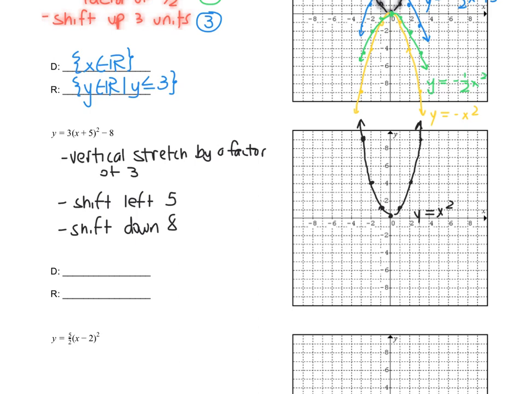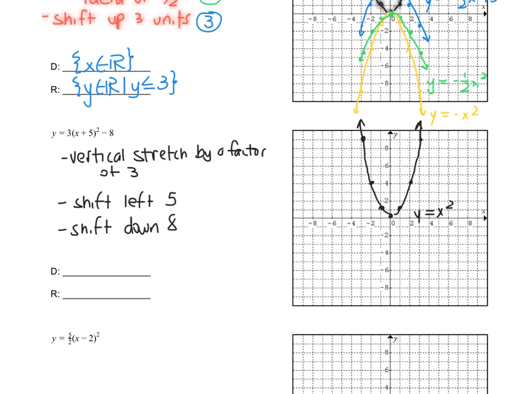Okay, so we should have a vertical stretch by a factor of 3. Shift left 5 units. So check that, because that would be a common mistake of people writing right instead of left. And then shift down 8. And here is your parent parabola labeled. Make sure you have labels and make sure you have arrows at the end for good communication.